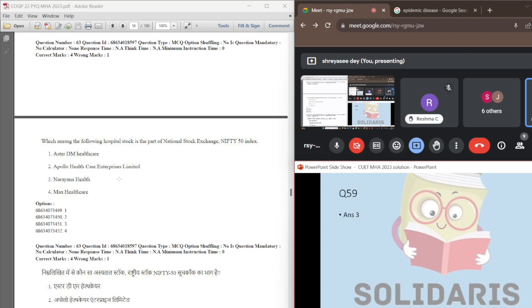Which among the following hospital stocks is part of the National Stock Exchange? See, these questions are put into the question paper just to get you more negative marking. If you don't know the answer, just don't put anything because there is negative marking. The answer is Apollo Healthcare.